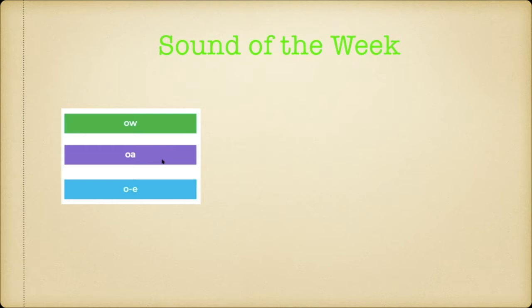So here are our sounds. They all make the same sound, even though the letters are not all the same. So O is the sound of the week. So remember, we've got throw, coat, and close. Close is the split digraph because the S splits the O and the E.